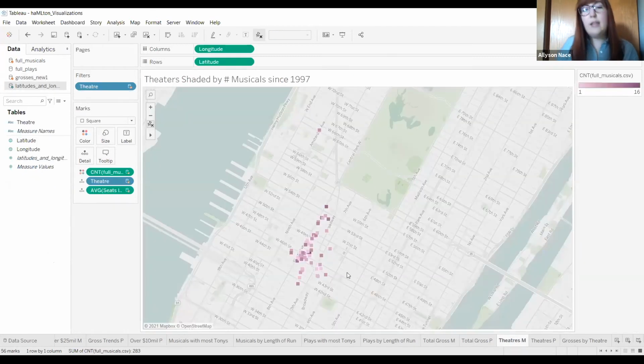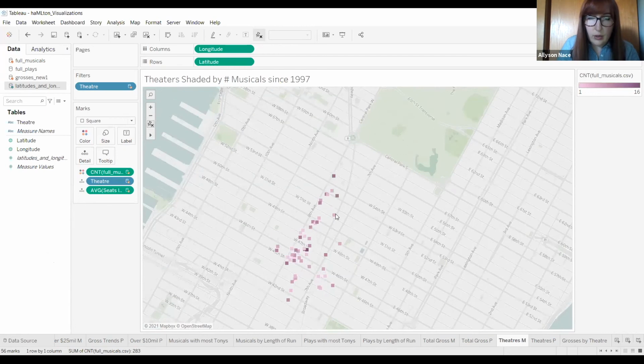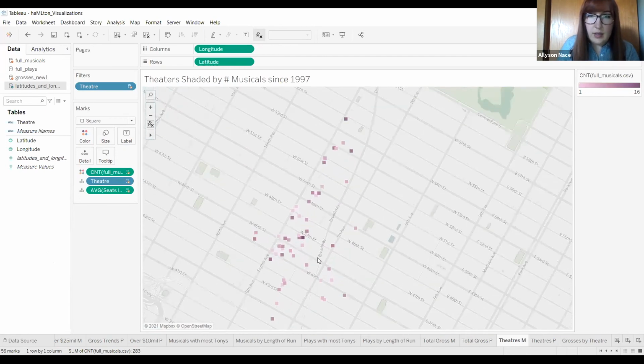And then to get into a little bit more of my theater analysis, this is a map of where all of the Broadway theaters are. The Vivian Beaumont is all the way up here by itself, but all of the rest of them are right here in the theater district wrapped around Times Square. This is the center of Times Square, right here where Broadway intersects with 46th Street.